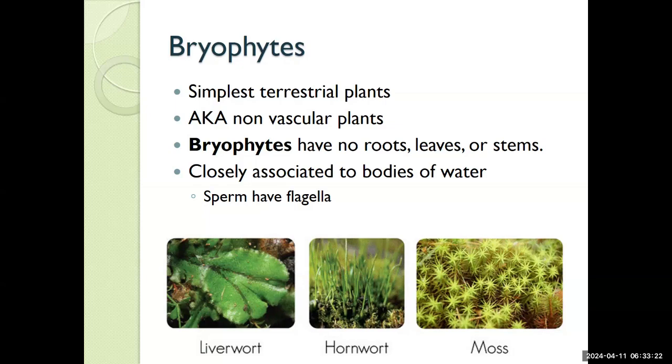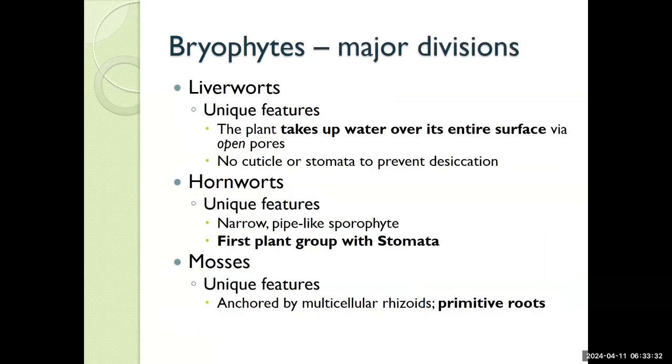Because of this close association with water, one of their unique features is that their sperm have flagella and are able to swim. The bryophytes can be further divided into three groups: liverworts, hornworts, and mosses. Liverworts have the ability to take up water over their entire surface. They're one of the oldest and most ancestral plants. They have consistently open pores. They've got no cuticle to hold in the water and no stomata to close those pores up. The hornworts were the first to evolve stomata, in which case they could open and take up water over their surface, but also close those pores to minimize water loss. And then the mosses came with early, very primitive root structures. These were more like rhizoids, similar to our fungal counterparts.